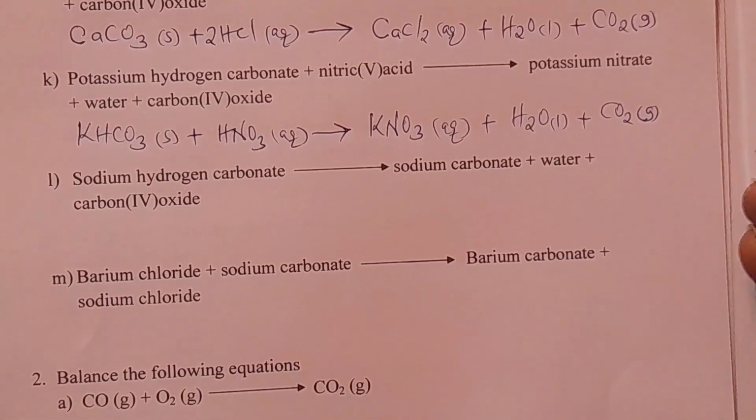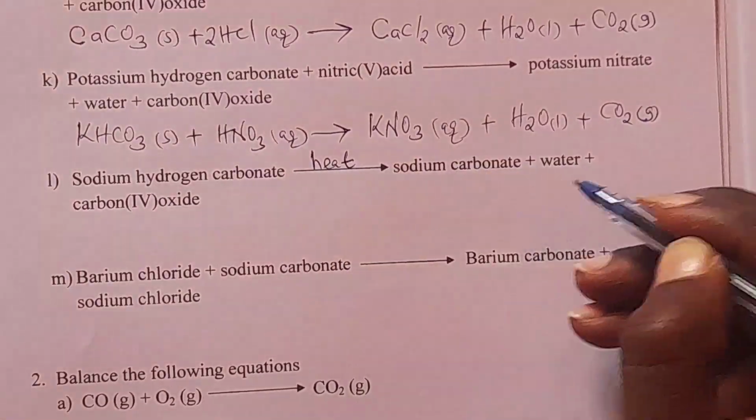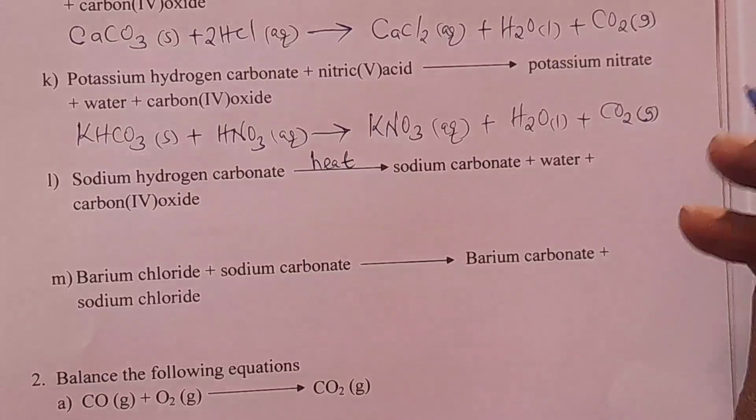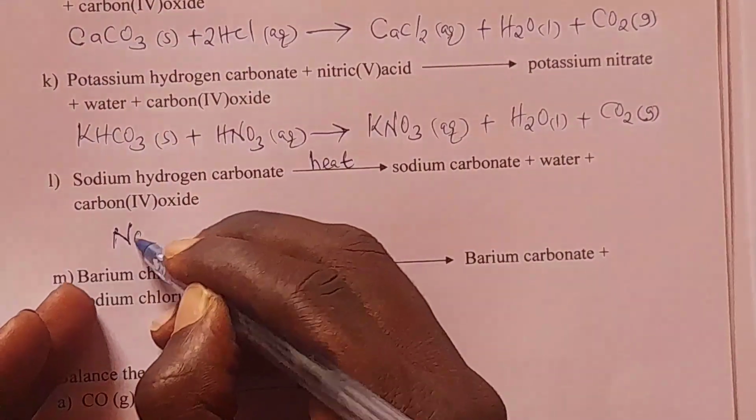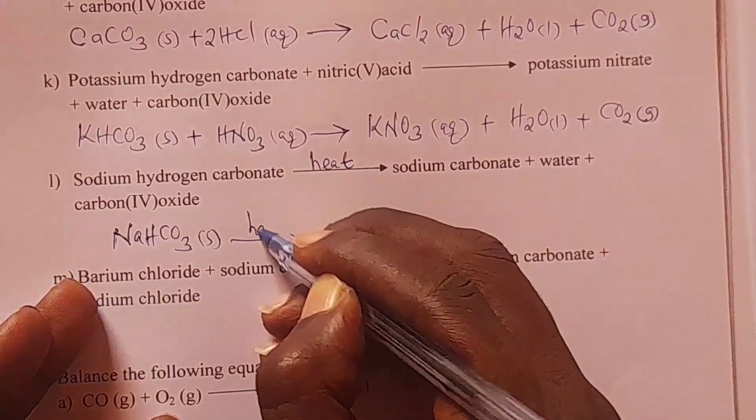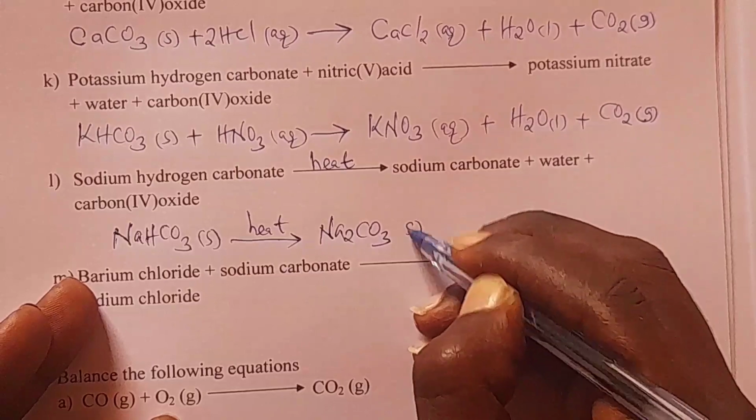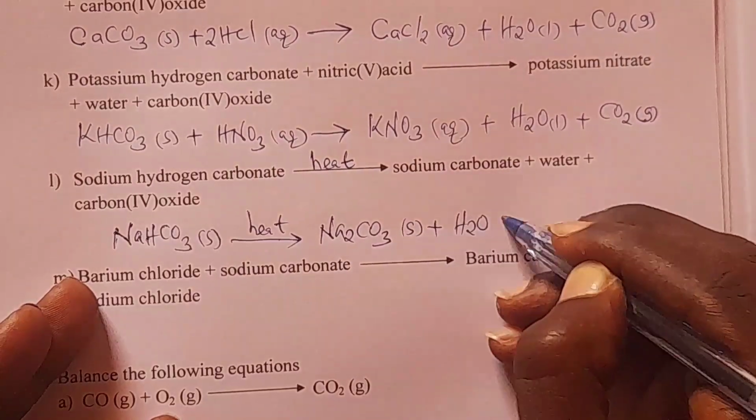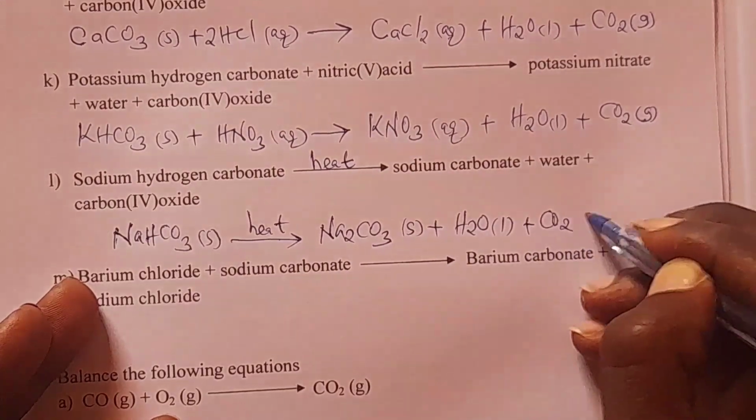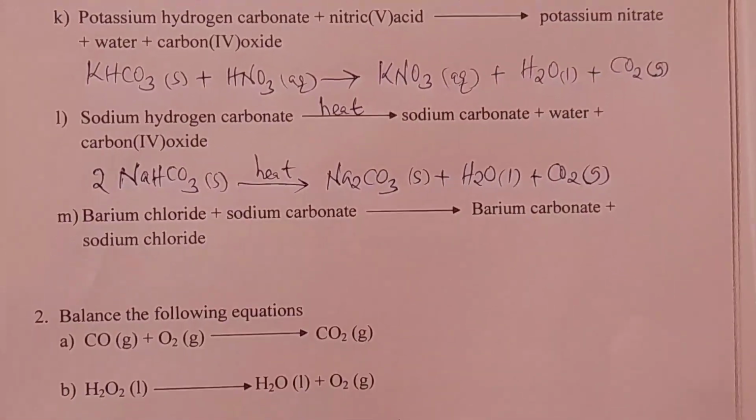Next, we are going to have sodium hydrogen carbonate being heated. So when it is heated, we are going to get sodium carbonate plus water plus carbon dioxide. The question will be sodium hydrogen carbonate solid being heated. We are going to get sodium carbonate. Sodium carbonate is written like this: solid, plus water, then liquid, plus carbon dioxide gas. To balance the equation, we are going to put 2 there. We are going to move.